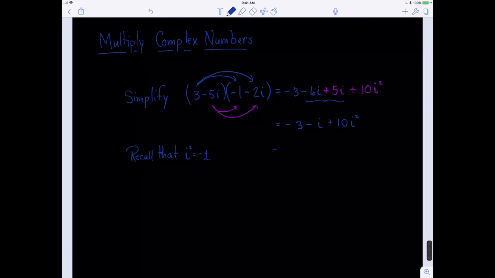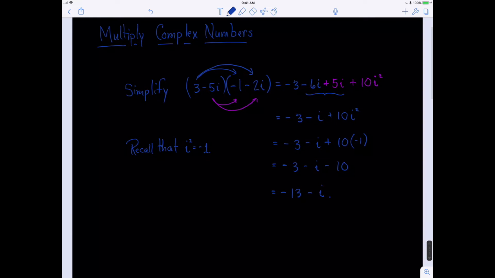So then if we use that fact, we say this is minus 3 minus i plus 10 times negative 1, or negative 3 minus an i minus 10. And now if I combine like terms, I have a negative 3 minus 10 to come up with a minus 13 minus i. Now that's how you would multiply two complex numbers. Now, let's try one more example.